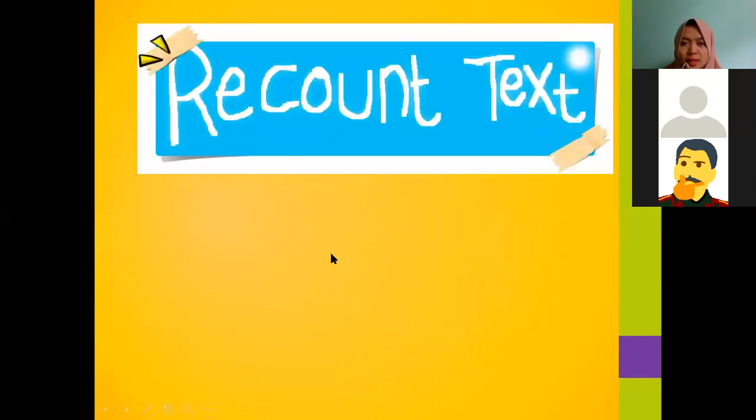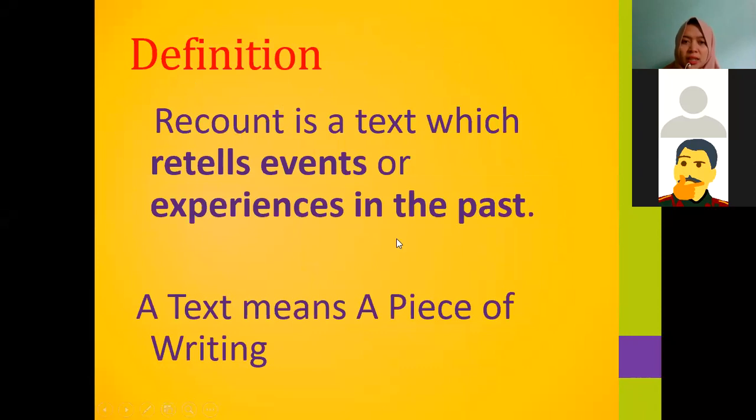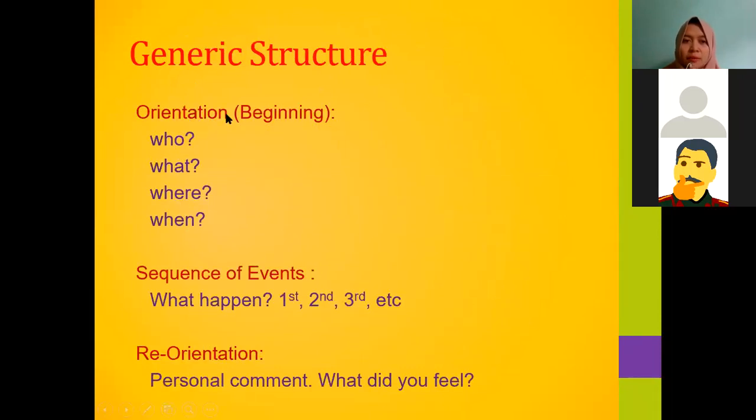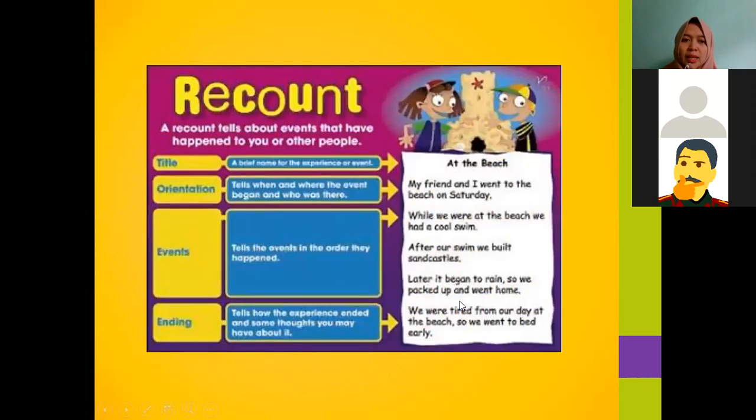Recount text, by definition, retells events or experiences in the past. That's why in a recount text we use simple past. A text means a piece of writing. The generic structure is orientation, sequence of events, and the last one is reorientation. Orientation, or the beginning, contains an introduction about the character: what, where, and when. Sequence of events tells what happened: first, second, third, and so on. And the last one, reorientation, is a personal comment. What did you feel, or what did the writer feel?